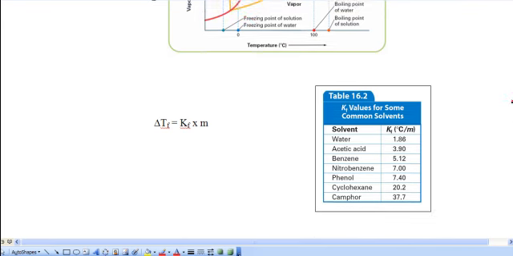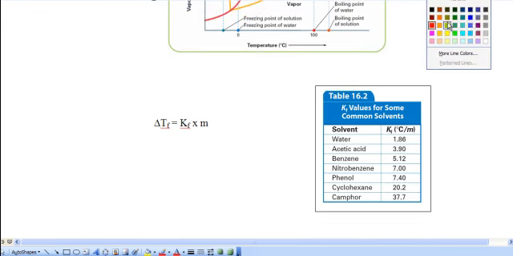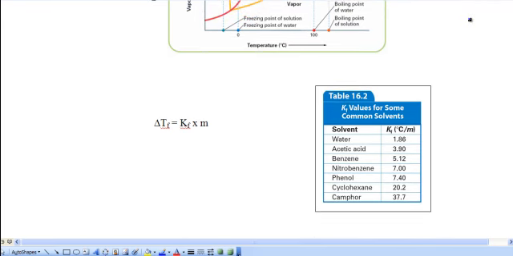So here's the equation that expresses the change in temperature of the freezing point when you add a particular solute. So you have the change in the temperature, which is delta T, and we have a little sub F there for freezing point. So this is the change in the freezing point temperature. And that's going to equal some constant Kf, that is called the freezing point constant, and then it's also multiplied by the molality.